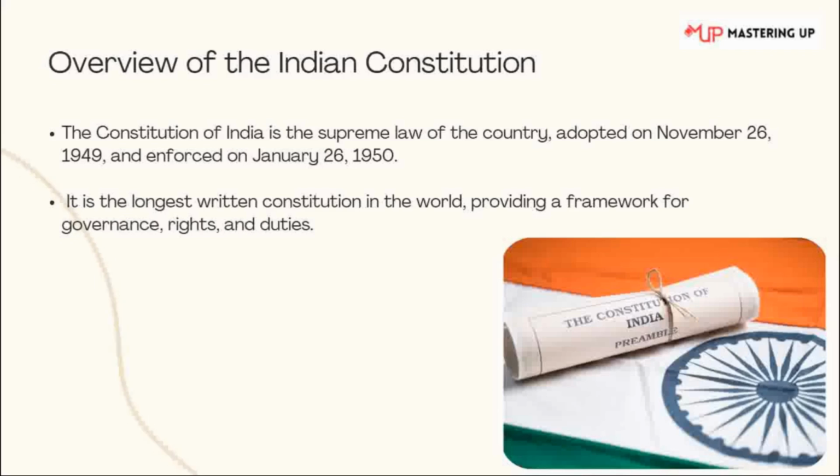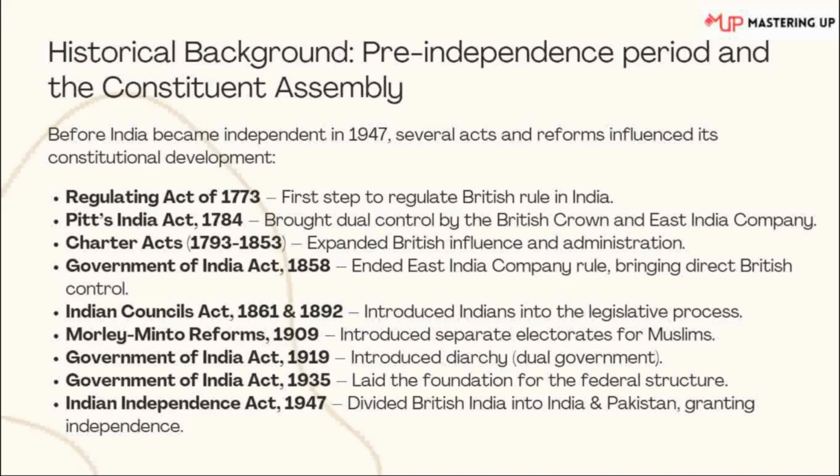Proceeding ahead, let's look at the pre-independence historical background of the Indian Constitution. Before India became independent in 1947, several acts and reforms influenced its constitutional development. The first was the Regulating Act of 1773, the first step taken by the British government to control and regulate the affairs of the East India Company in India.